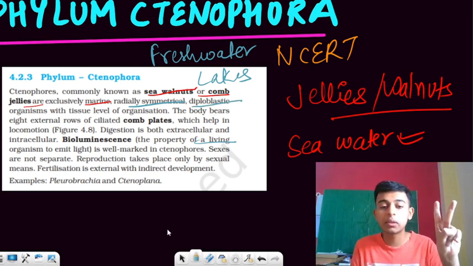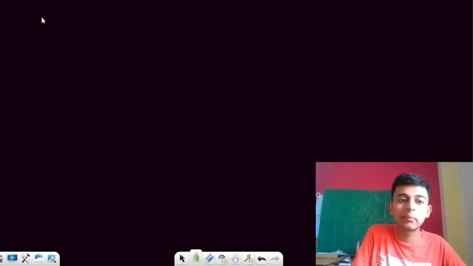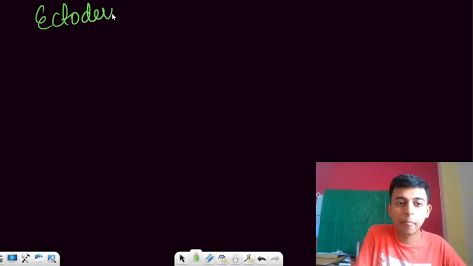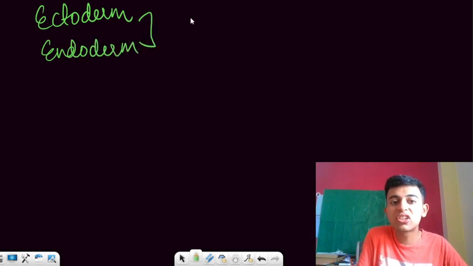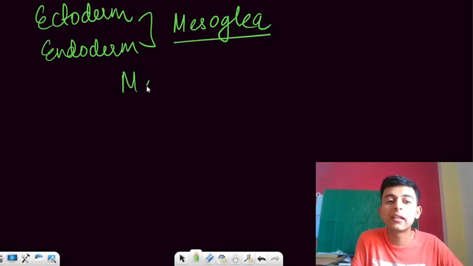Diploblastic means 2 germ layers are present. Which are those 2 germ layers if somebody can tell me? Those 2 germ layers are ectoderm and endoderm. And between them, we know mesoglea is present. Mesoderm is absent.